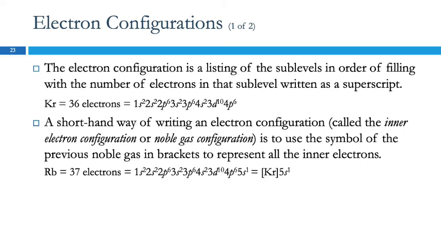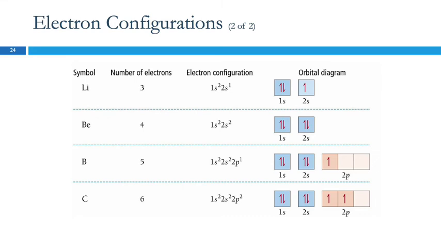So here we have the electron configuration for krypton. So for rubidium, instead of writing all of this, we can just write krypton in brackets. So this says the electron configuration of krypton plus 5s1. Okay? It only works with the noble gases. Okay, so we looked at hydrogen and helium. Here's lithium with 3 electrons.